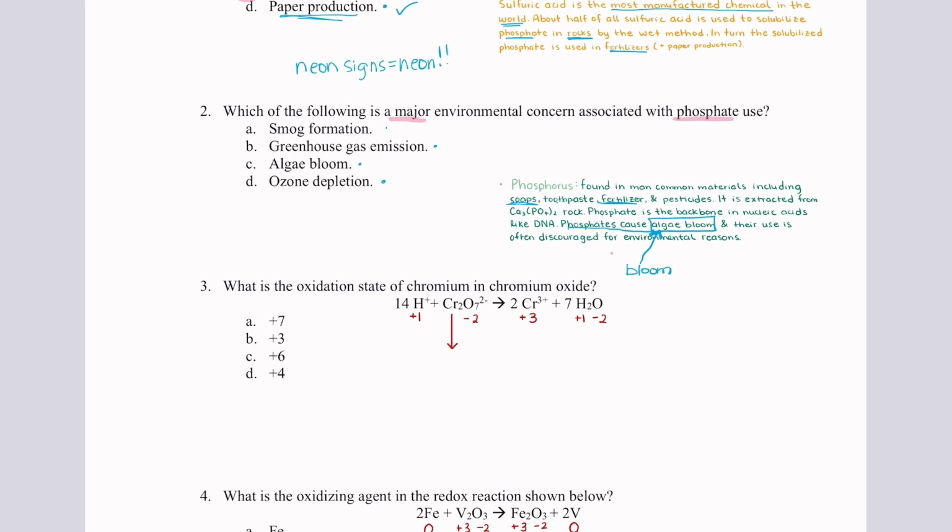The other choices are not connected to phosphate use. Smog is associated with air pollutants like nitrogen oxides. Greenhouse gas emissions mainly involve carbon dioxide and methane. And then ozone depletion, that's driven by chlorofluorocarbons. None of these processes are caused by phosphate. Therefore, the major environmental concern that's associated with phosphate use is algae bloom, and that answer is C.